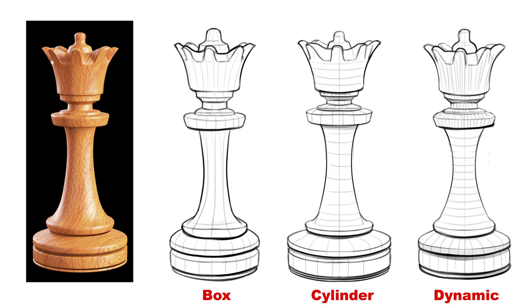And here are all the three options side by side, the box, the cylinder, and the dynamic shape option. As you can see, you will get the same result at the end, but how long it takes and how easy it is will depend on your basic and dynamic shape choices.